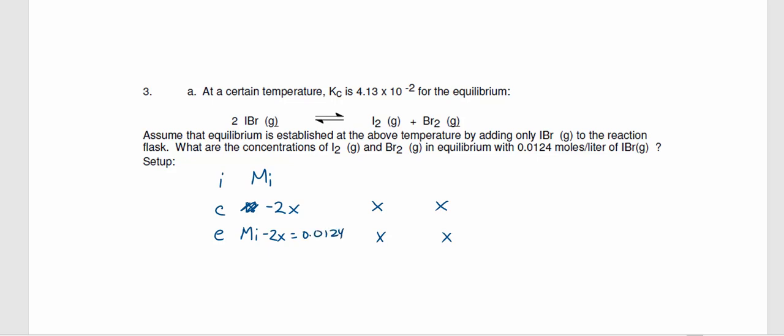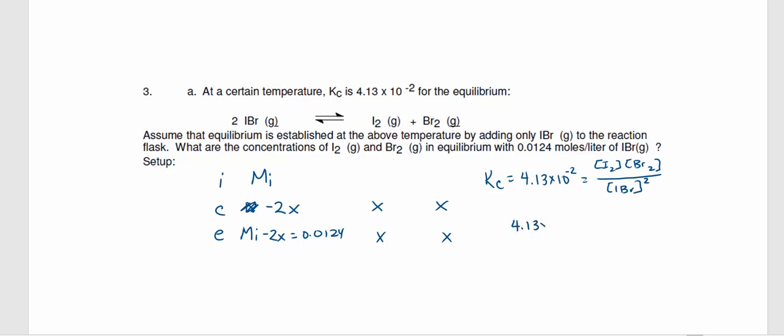But how does that help us? Well, we will use that at the end, but first we need to calculate what our x value is going to be. So Kc is equal to 4.13 times 10 to the minus 2. It's also equal to the concentration of the iodine at equilibrium times the concentration of bromine at equilibrium divided by the concentration of IBr squared at equilibrium.